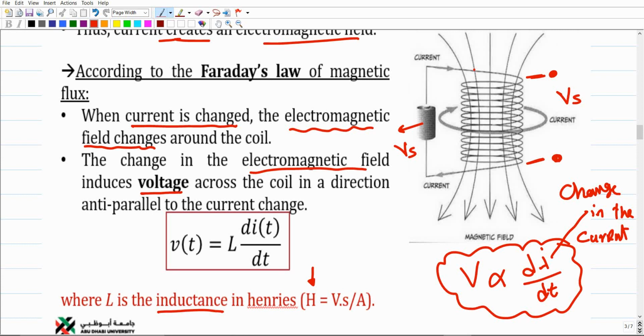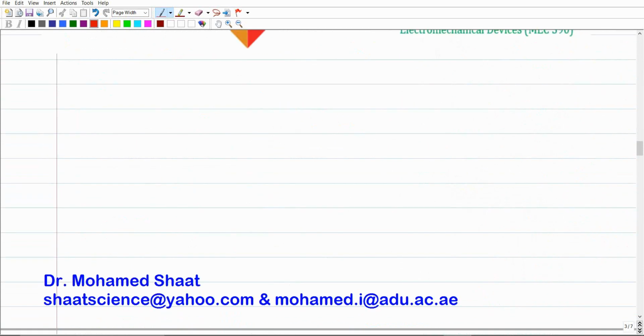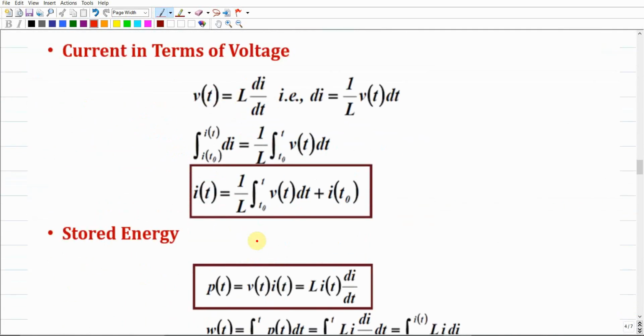The capacitor works as long as there is a change in the voltage. But the inductor works as long as there is a change in the current over time. Make sense? This is the difference between the two electrical elements. So this is the expression that we discussed above, right? That the voltage is L times di by dt.